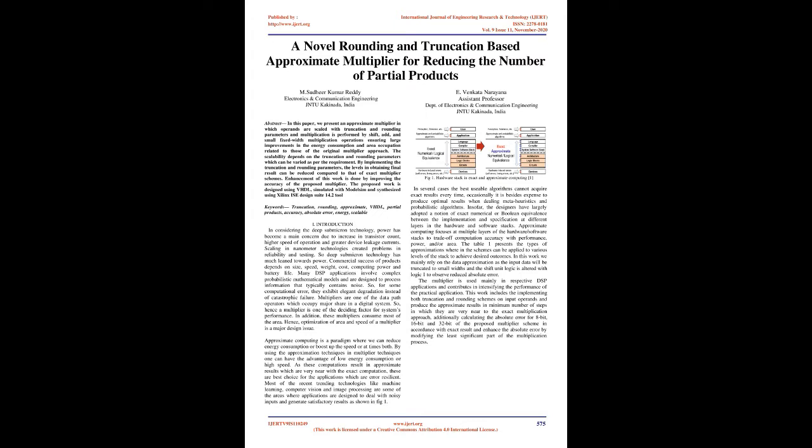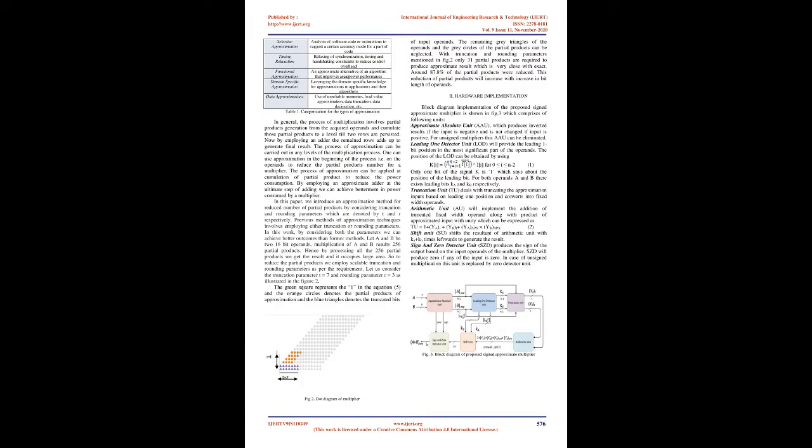In this work we mainly rely on data approximation, as the input data will be truncated to small widths and the shift unit logic is altered with logic 1 to observe reduced absolute error. The multiplier is used mainly in DSP applications and contributes to intensifying the performance of the practical application. This work includes implementing both truncation and rounding schemes on input operands and produces the approximate results in a minimum number of steps, in which they are very near to the exact multiplication approach. Additionally, we calculate the absolute error for 8-bit, 16-bit, and 32-bit versions of the proposed multiplier scheme in accordance with the exact result, and enhance the absolute error by modifying the least significant part of the multiplication process.